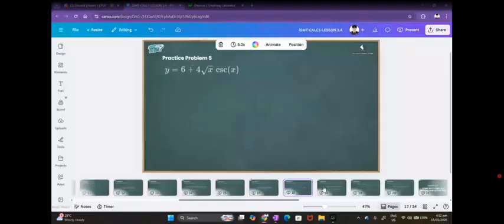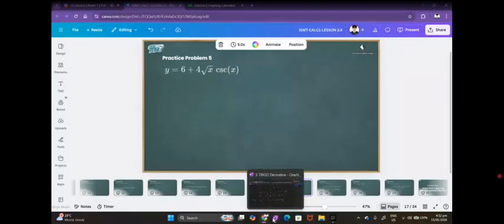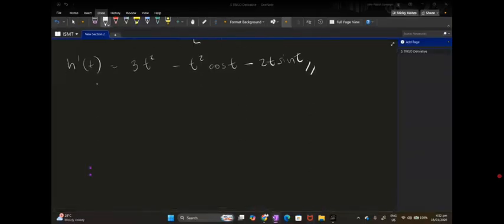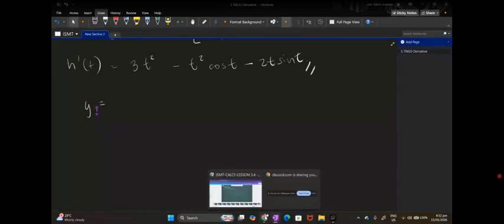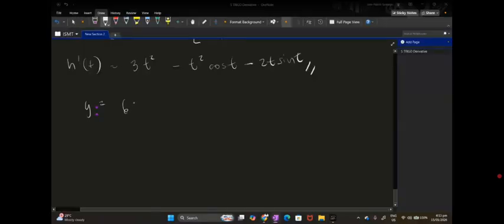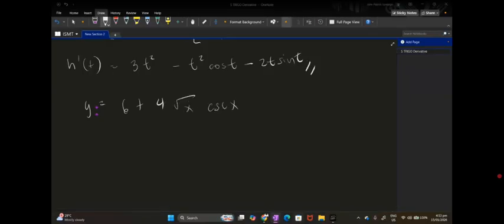Subukan pa natin ng isa pang problem. Last problem. Ano maganda? Ito na lang. So, last problem sa trigonometric is gonna be y is equal to 6 plus 4 square root of x. 6 plus 4 square root of x. Okay.